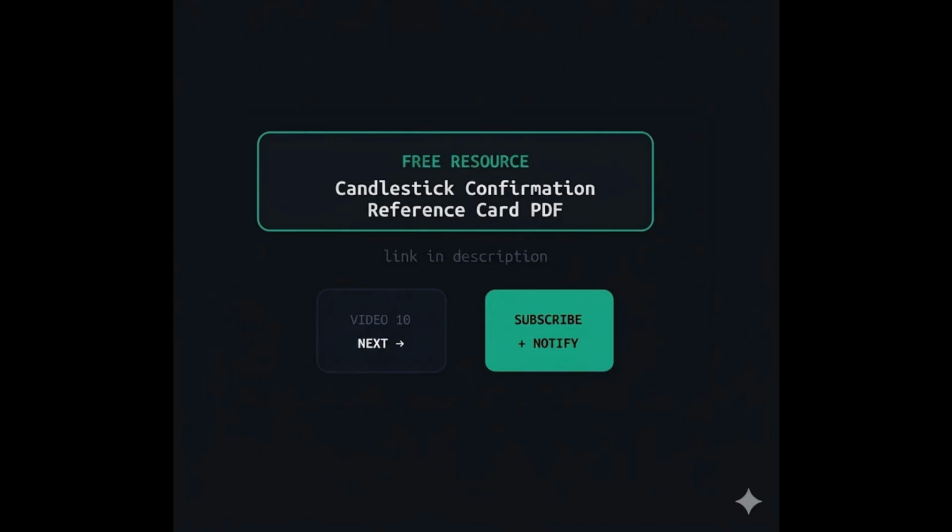If this video clicked for you, Video 10 is where we take this confirmation framework and apply it to live market structure, building complete trade setups from HTF bias all the way down to the LTF entry candle. The link is at the end of this video.